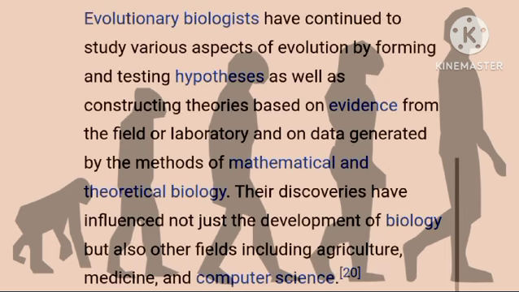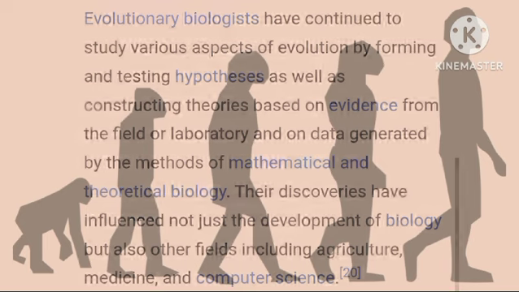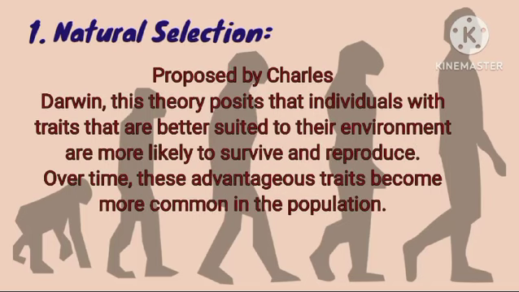Evolutionary biologists have continued to study various aspects of evolution by forming and testing hypotheses, as well as constructing theories based on evidence from the field, the laboratory, or data generated by methods of mathematical and theoretical biology. Their discoveries have influenced not just the development of biology but also other fields.